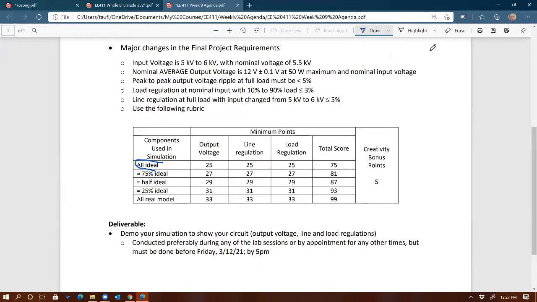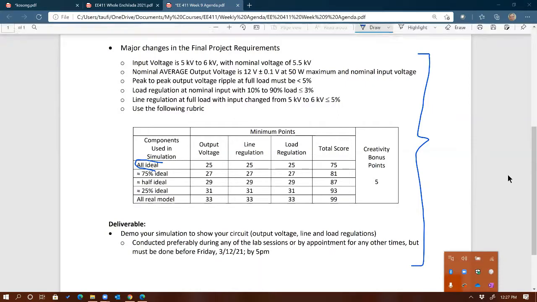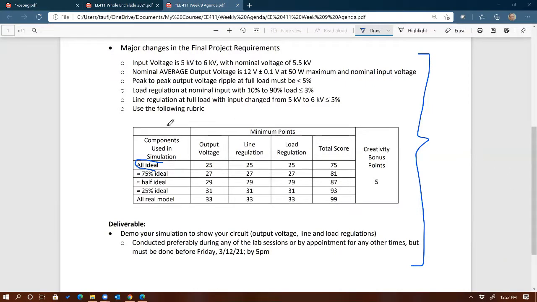Are there any questions on this? So there's no PCB requirement or any of that anymore. We're just doing a big simulation and demoing that. No more PCB, no more cost, none of those. So just focus on these requirements. Awesome. Then, okay, thank you. Yeah, and then simulate it, and then you just need to show me the simulation, your circuit, right? And then show me the output voltage, line regulation, load regulation.